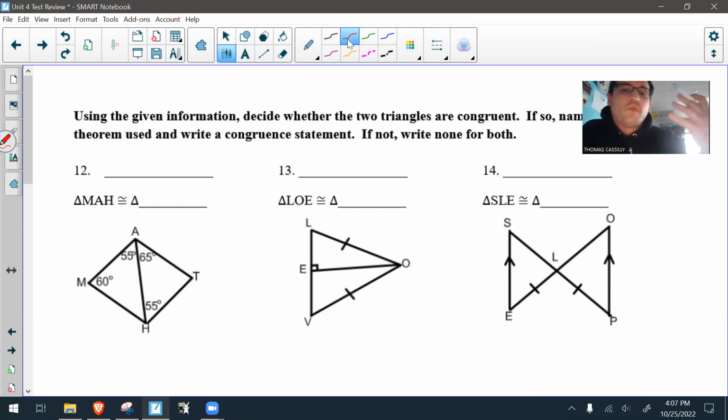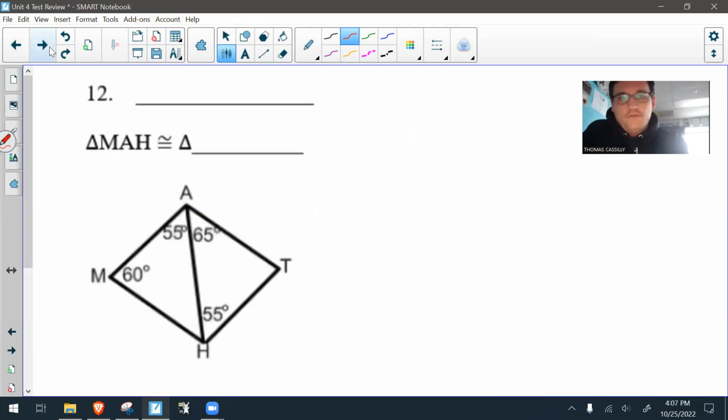These are just going to be, are the triangles congruent, yes or no? How do you know? If they are congruent, tell me how. And then of course list them out.